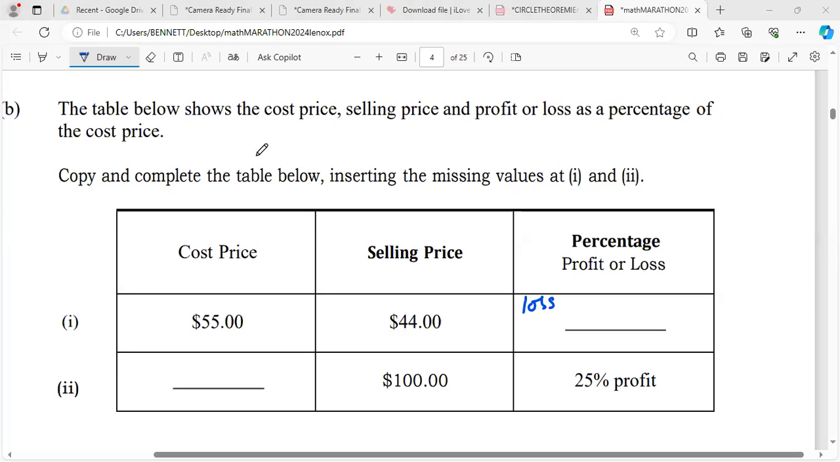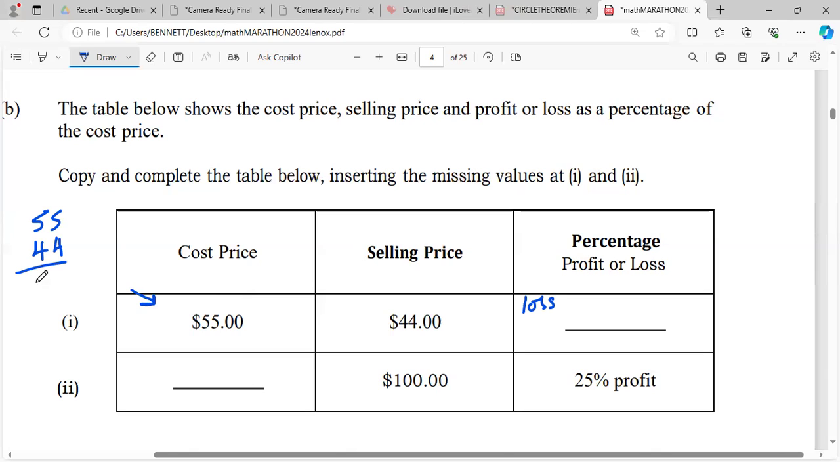But look what they say. They want the percentage. They don't want the value alone, like saying you lose $11. Because that's what you actually lose. Because you buy it for 55 and you sold it for 44. So you lose $11. But what they wanted to do is express this $11 as a percentage of the cost price. Look for the keywords. Sometimes it can be as a percentage of the selling price. So in this case, they say the cost price.